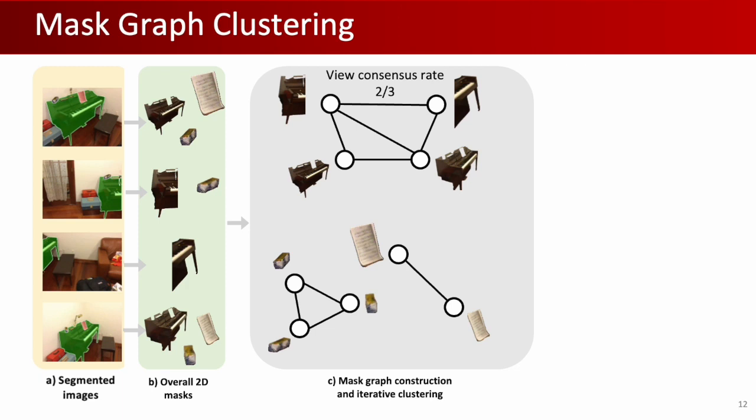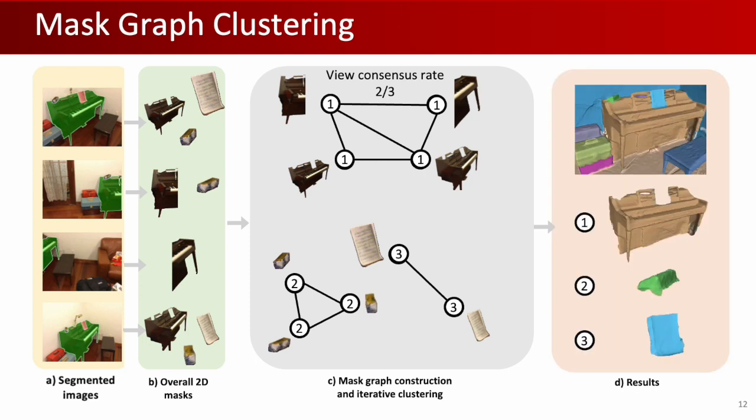Next, we use a classic graph clustering method to group masks into several clusters, with each cluster representing a 3D instance. Within each cluster, we merge the mask point clouds to obtain the final 3D instance mask.